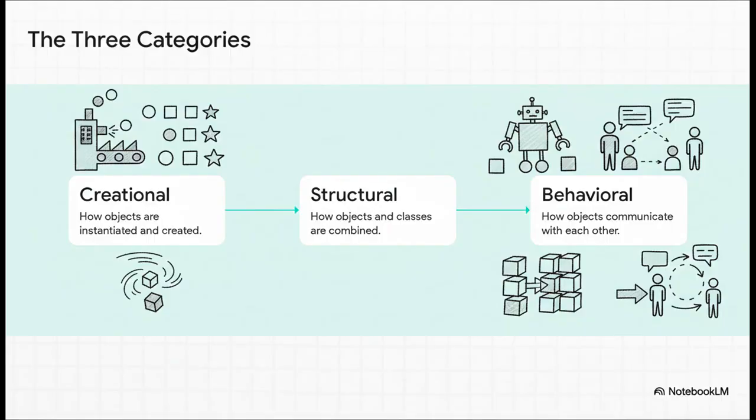So let's break it down. First up, you've got creational patterns. Think of these as the factory floor of your application. They're all about how things get made. Next, you have structural patterns. These are like the assembly line, focused on how all the different parts get put together. And finally, we have behavioral patterns. These are the air traffic controllers, managing how all those parts talk to each other.